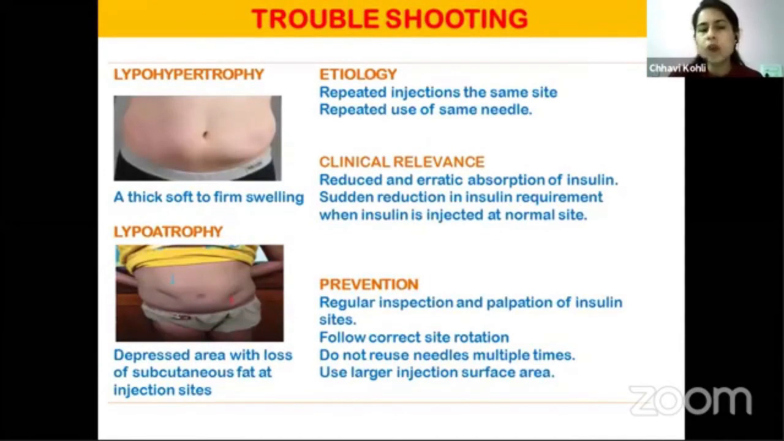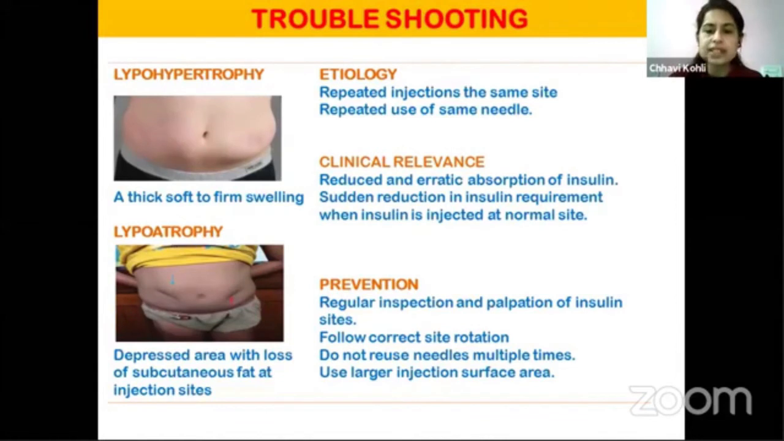Now we'll discuss some common issues which arise while injecting insulin. The first very common issue is the formation of lipodystrophies. One is the formation of insulin-induced lipohypertrophy, wherein a thick, soft to firm swelling develops on the skin surface. The other is insulin-induced lipoatrophy, wherein a depressed area with the loss of subcutaneous fat develops at the injection site. These problems usually arise because of repeated trauma to the insulin injection site from continuous injections of insulin, and this tends to reduce the absorption rate of the insulin.